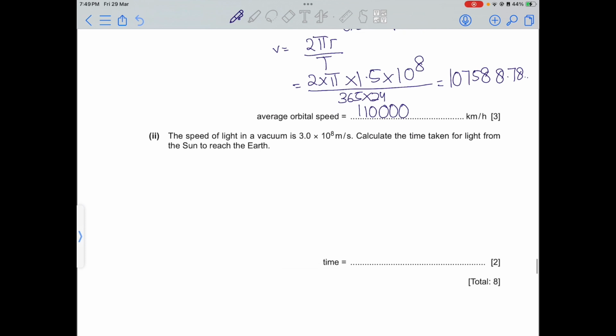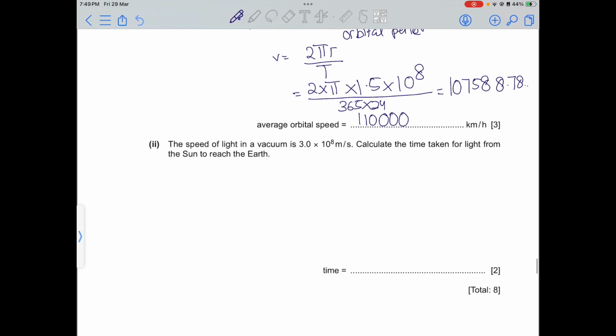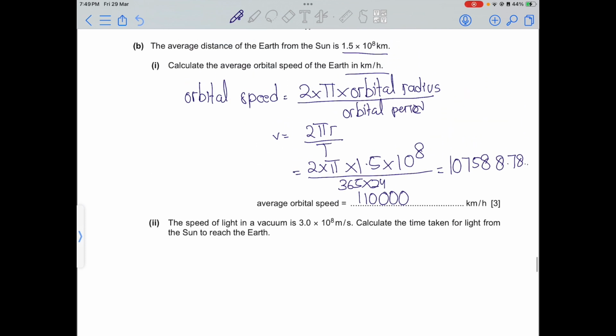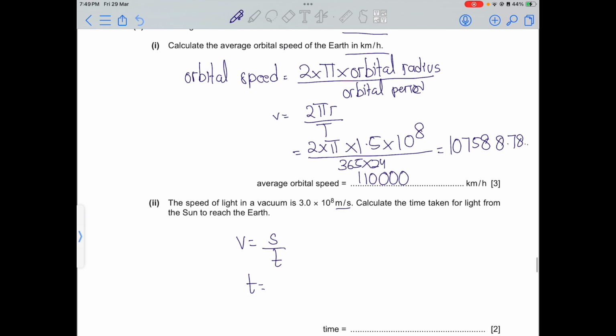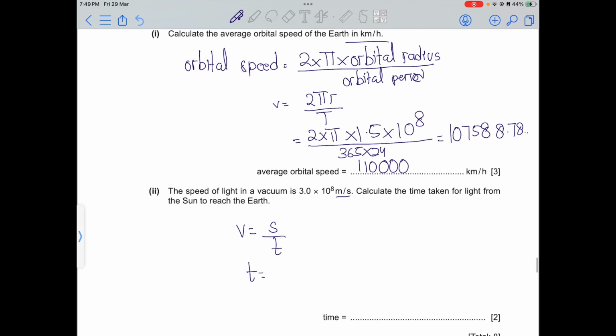The speed of light is given. Calculate the time taken for the light to reach the Sun. Important: the speed is in meters per second and the distance in kilometers, so just convert it. V is equal to S, which is the distance, divided by T. So T would be S, which is 1.5 times 10 to the power of 8 times 1,000, that gives you the answer in meters, divided by V, which is 3.0 times 10 to the power of 8.